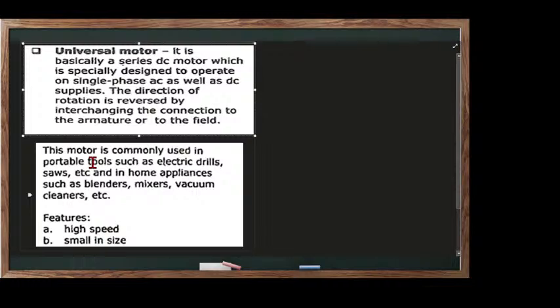So this motor is commonly used in portable tools such as electric drills, saws, and in some applications such as blenders, mixers, vacuum cleaners. Now the features of this type of motor is it is perfect for high speed application, tapos ang kanyang size is maliit, no?